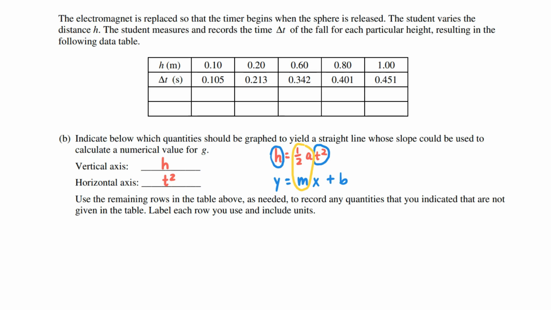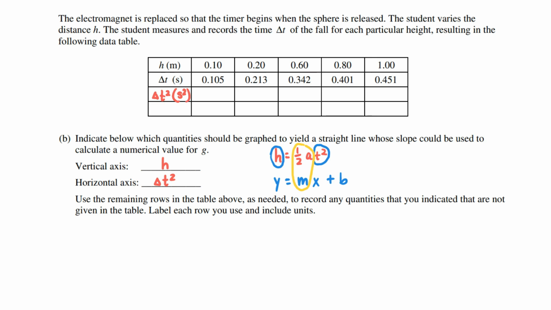And just after part B it says, use the remaining rows in the data table to record any quantities that I indicated that are not given in the table. And I need to include units as well. So in that third row in the data table, since the heights were already given but time squared was not, I should calculate the time squared for each of these trials. So maybe I'll have in this third row delta t squared, which has units of seconds squared.